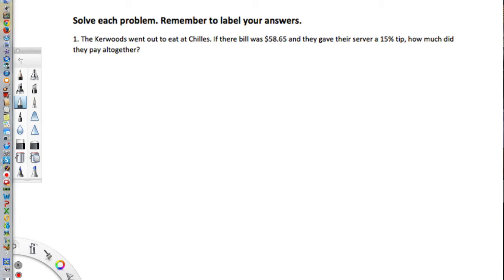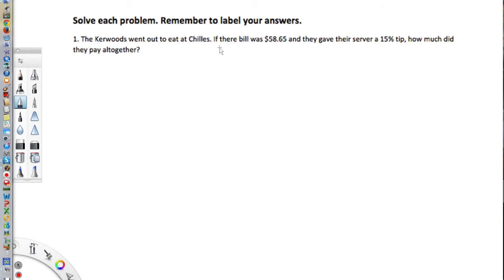Oh goody, the last part of the second side of our homework assignment is word problems. We have word problems, lovely word problems. It says solve each problem, remember to label your answers. Okay, let's read problem 1. It says the Kerwoods went out to eat at Chili's. If their bill was $58.65 and they gave their server a 15% tip, how much did they pay altogether?